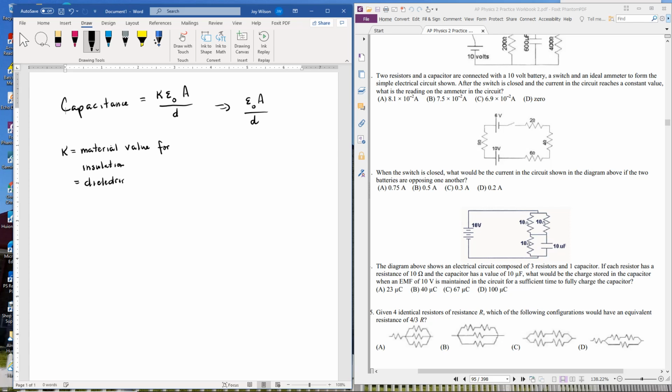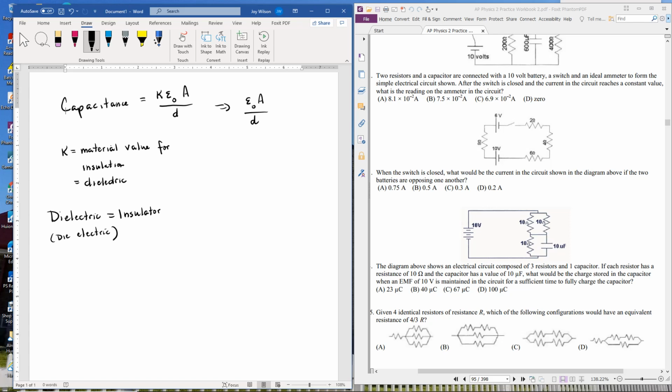And a dielectric, it might help you to think, dielectric is just a fancy name for an insulator. So a dielectric is a fancy word for insulator.